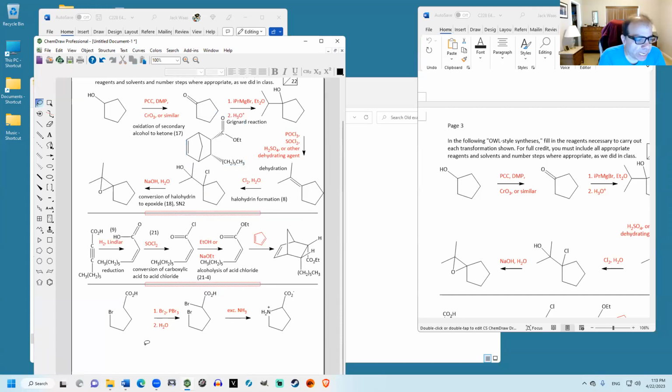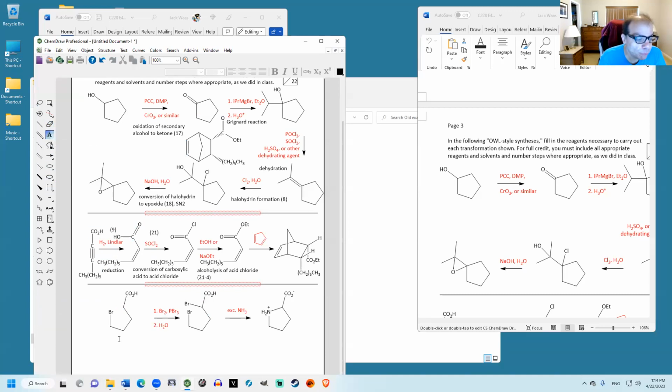And in the last reaction sequence, we start with a carboxylic acid. Remember what CO2H stands for. It's a carboxylic acid. And in the first step, we're installing a bromine next to, or alpha to, the carboxylic acid.